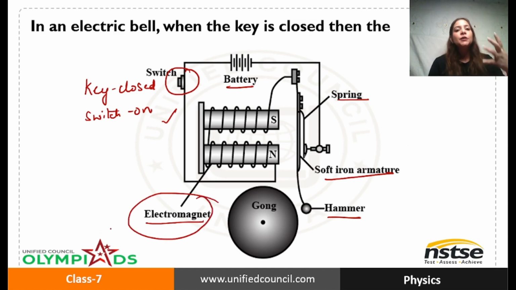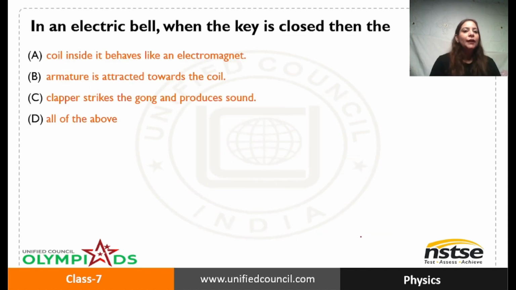That means it starts behaving as a magnet. It now has a property to attract things. It attracts the soft iron armature towards it. And in doing so, what happened? When it is displaced towards the electromagnet, the hammer hits the gong and the bell starts ringing. Bell starts to ring.